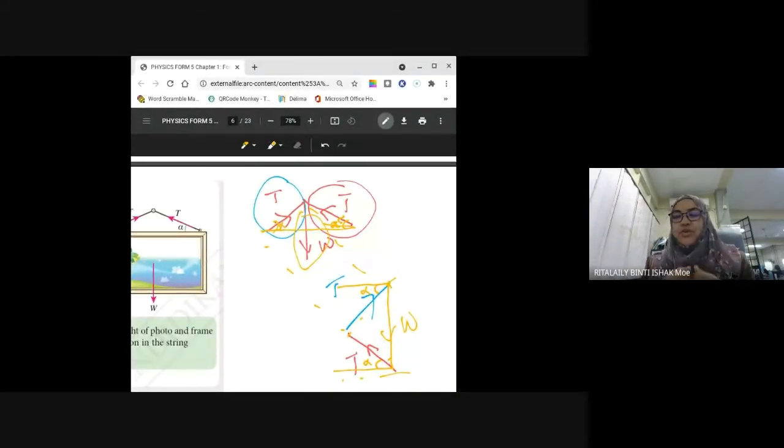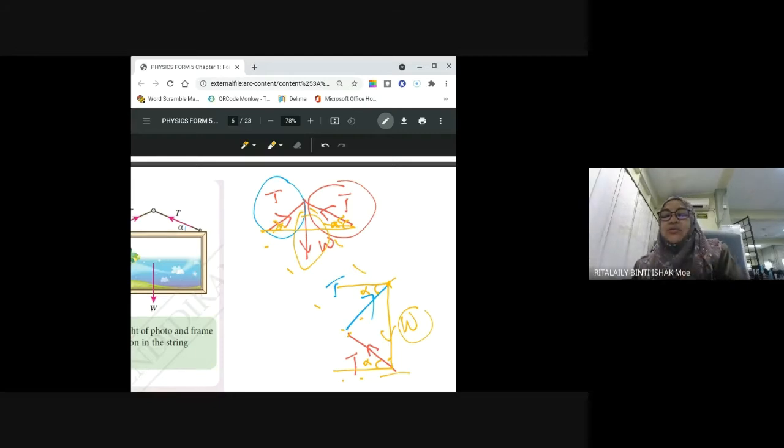Boleh? So apa yang I buat? I only shift the force. Shift saja. I did not change anything. I did not change the direction. I did not change the value. I did not change the angle also. Okay. So, when I shift the position of the force in a certain way that it forms a triangle, we get what is called a triangle of forces. And by using this, we can measure any force that we don't know. So let's say we have T, but we don't know W. So we can use this method.